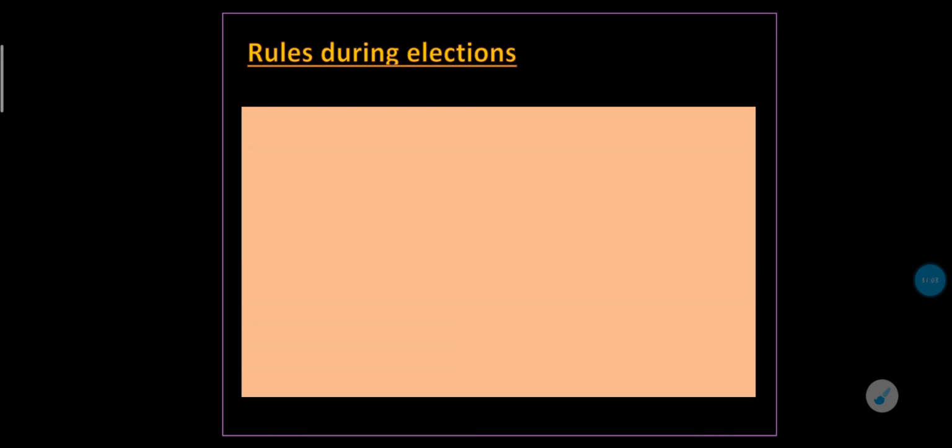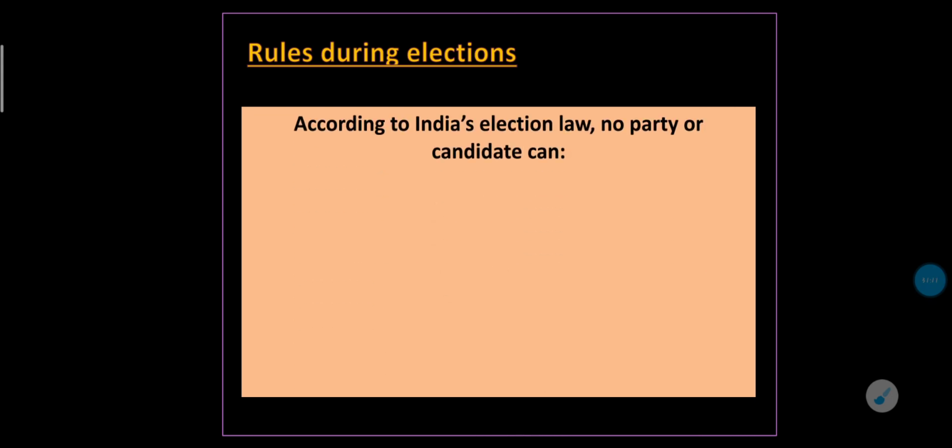So let's see what the rules and regulations are. According to Indian election law, no party or candidate can bribe or threaten the voters. This means they cannot engage in any kind of corruption, so that our democracy remains free and fair. So a candidate or political party cannot bribe, cannot give extra facilities by which they purchase votes. They also cannot give any kind of threat to the voters for giving the vote.